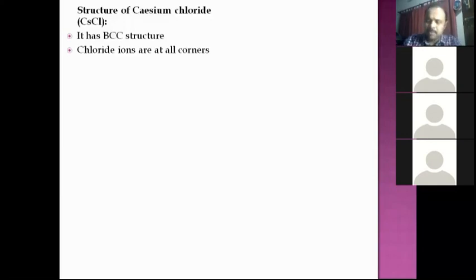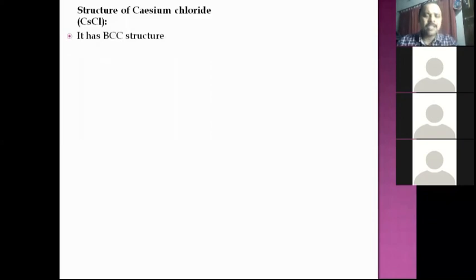Cesium chloride has a BCC structure. Now there are 2 ions. BCC structure means what will form? See, it is a simple structure, unlike sodium chloride, where there is not much complicacy here.